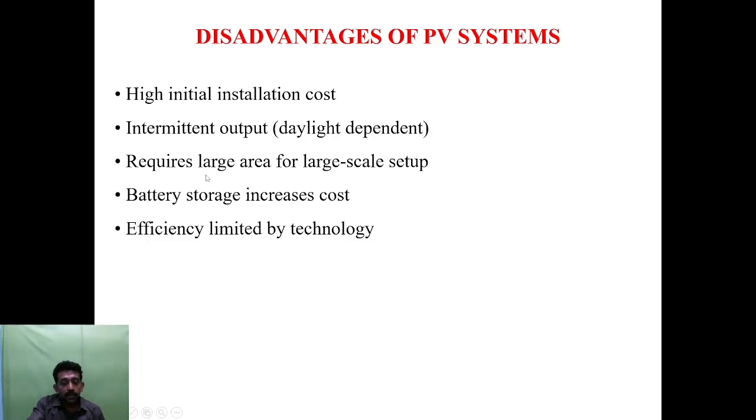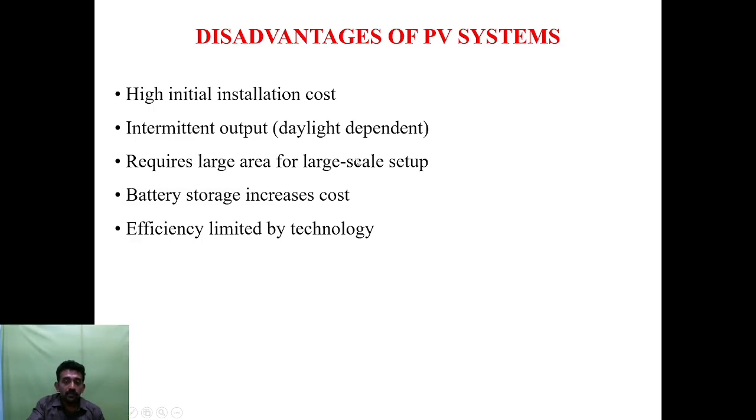And the battery storage also, if you want to install a battery for extraction during the night, it also adds a reasonable cost on top of the installation cost of the PV systems. So battery storage increases cost, and also increases maintenance and many technical issues associated with it. So this becomes one of the disadvantages of the PV systems. Lastly, the efficiency is limited by technology.